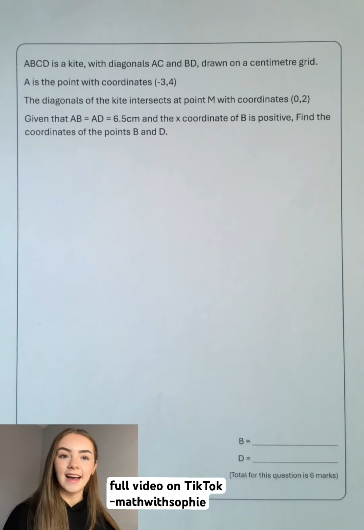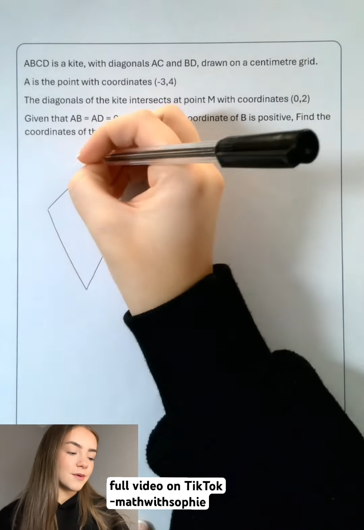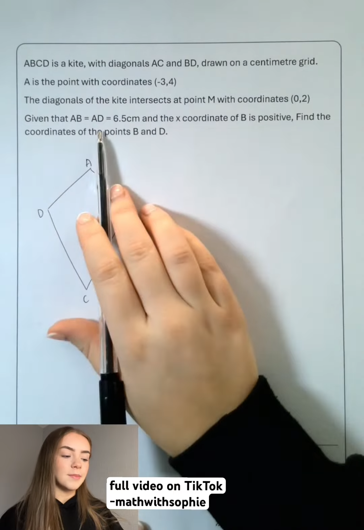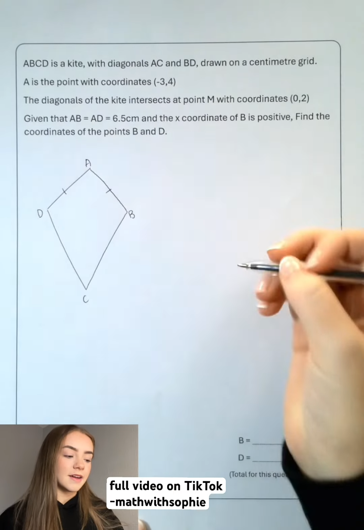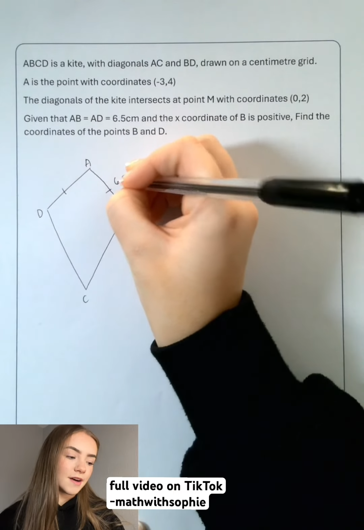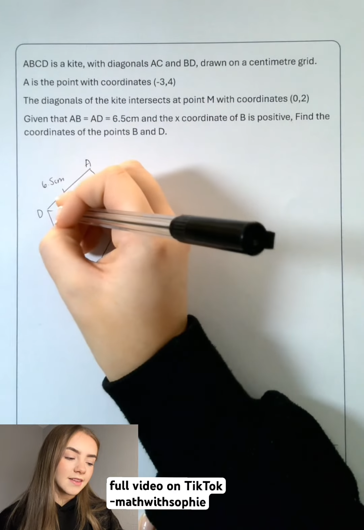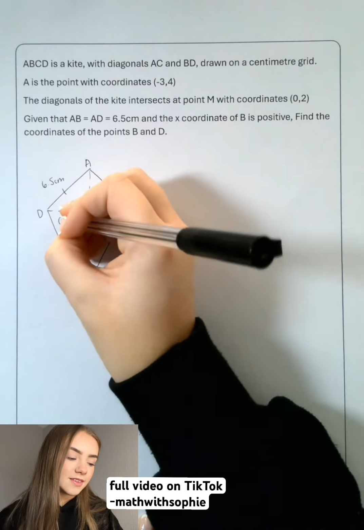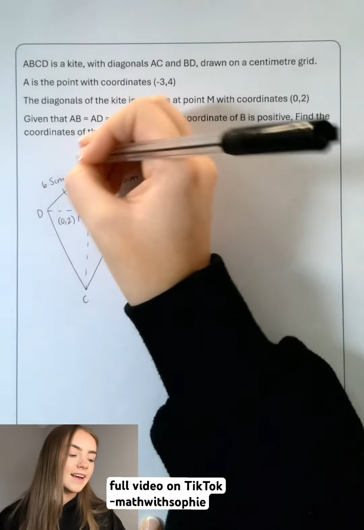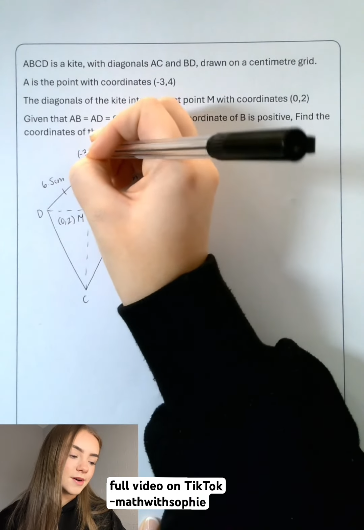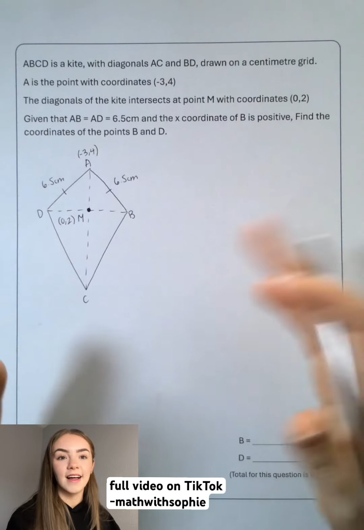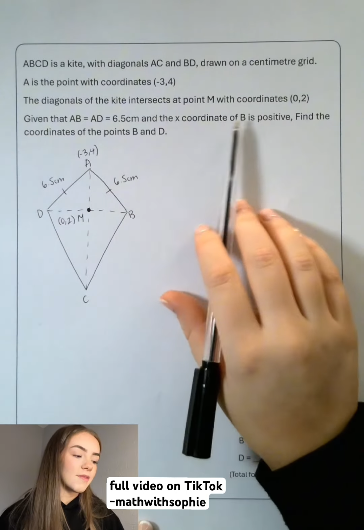Let's start by drawing a sketch of our kite. Labelling this clockwise, we'll have point A, B, C and D, where AB is equal to AD, and both of these lengths are 6.5 centimetres. When we connect the opposite points, the intersection is point M, where M has coordinates (0, 2), and A has coordinates (-3, 4). Obviously, I've drawn this kite facing upright, but it might be rotated slightly to the left or the right on the diagram. Let's start by finding the point B.